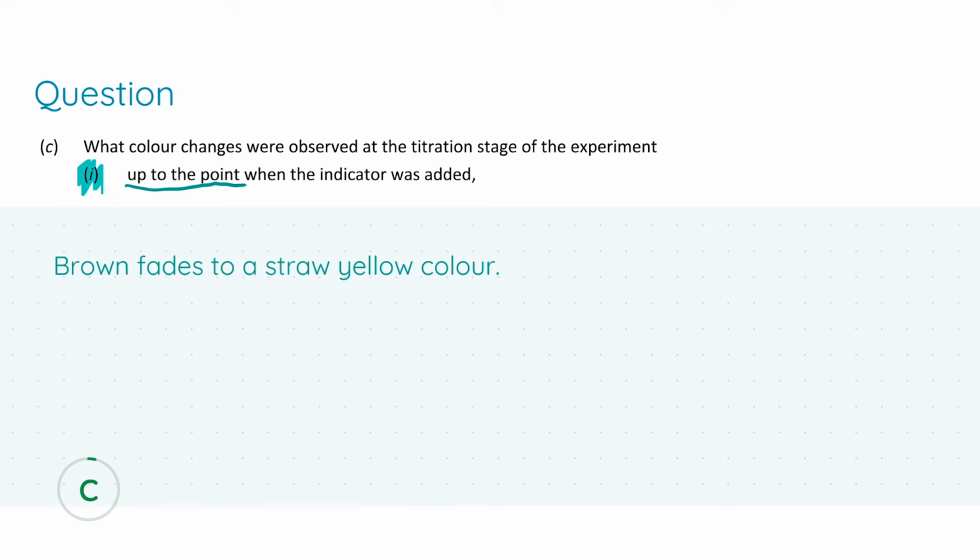In this case, they want you to include the color change before and after. What we're going to have is a brown color that's going to fade into a straw yellow. It's not really important that you include the word straw in this case, but you could have said red or orange for that brown color, anything in and around there, and saying that it fades into a palish yellow color. Any of that is completely acceptable. You want to make sure that this is the color change just before the indicator is added, because I think I've made the mistake myself where there are a lot of color changes associated with this experiment and it's very easy to get them mixed up.